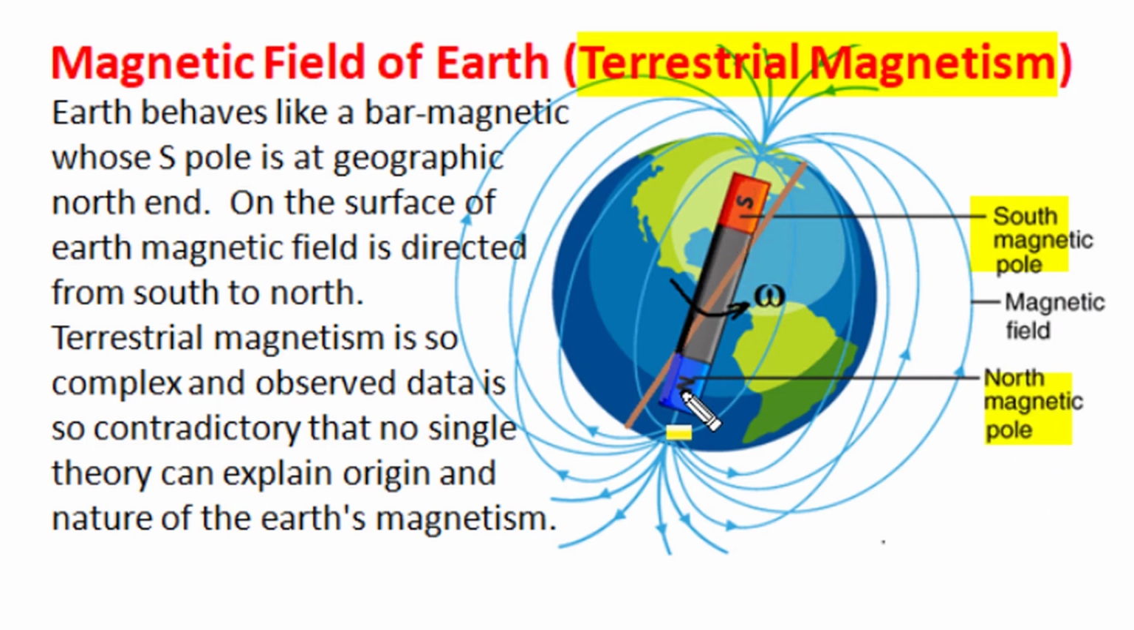And for a bar magnet, magnetic force lines come out of the north pole and travel on the surface of Earth from south to north direction and enter the northern directed pole. So on the surface of Earth, the terrestrial magnetism or magnetic field of Earth is directed from south to north direction. The terrestrial magnetism is very complex, and observed data at different space and time positions are very contradictory, and no single theory can explain the origin, behavior or nature of terrestrial magnetism in a complete sense.